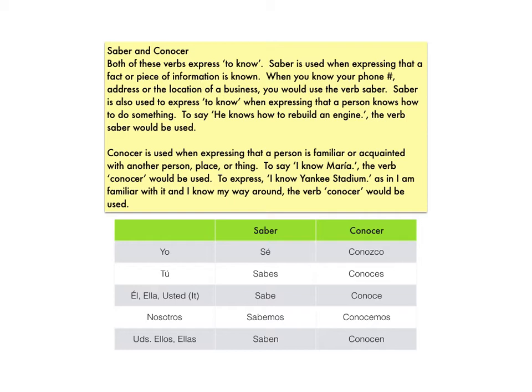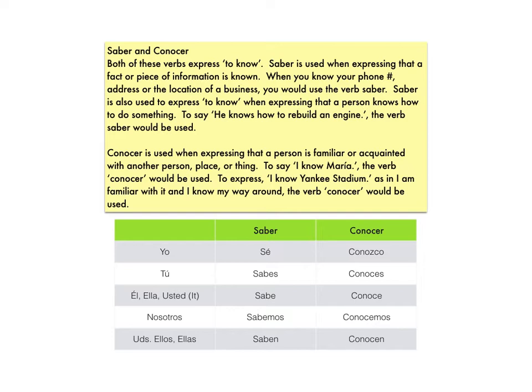So below in the table we have these two verbs broken down with their different conjugations. So I'm just going to read through them. You can follow along. Under saber: yo sé, tú sabes, él, ella, usted sabe, nosotros sabemos, ustedes, ellos, ellas saben. With the verb conocer: yo conozco, tú conoces, él, ella, usted conoce, nosotros conocemos, and ustedes, ellos, and ellas conocen. Okay? So those are the conjugations.